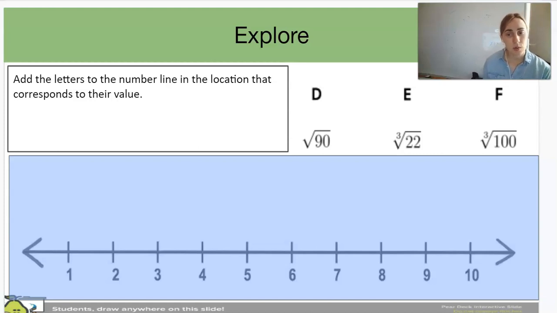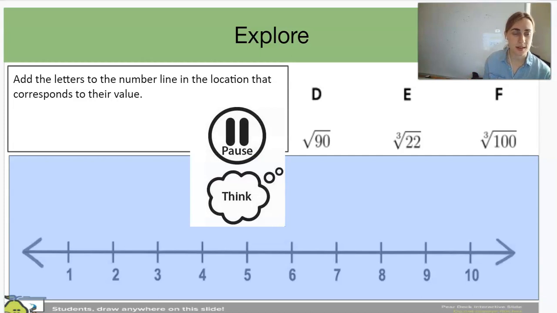And now we have new letters. We have D, E, and F. Our goal is still to add to the number line the location that corresponds to each of their values. So now we're looking at the square root of 90, the cube root of 22, and the cube root of 100. Again, as you think about this slide, think about what the 100, the 22, and the 90 could be, and what would their values be in relation to the cube? What would we be figuring out when we take the square root of 90 versus the cube root of 22 or 100? So pause and think about this slide.